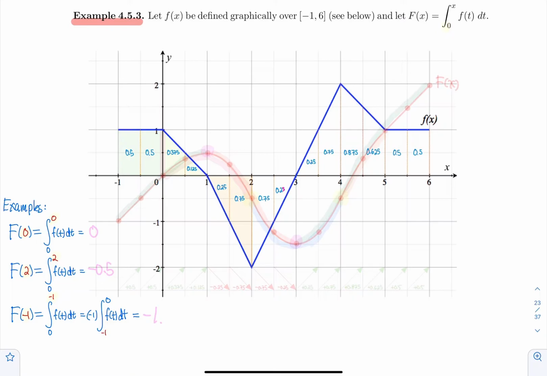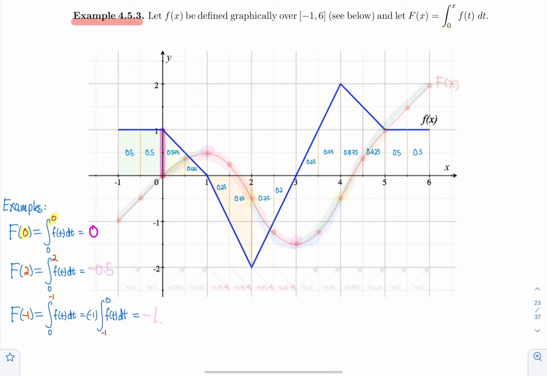For example, let's compute big F at 0. So when you're computing big F at 0, the input is the upper bound. So we're looking for the definite integral between 0 and 0. So here we go, we're simply on top of a point. When you're computing the definite integral over a point, this is one of the properties. And of course, intuitively, it makes sense. It's just going to be equal to 0.